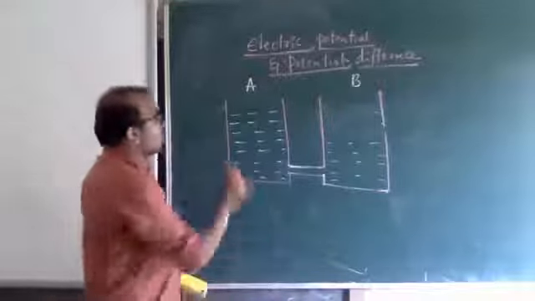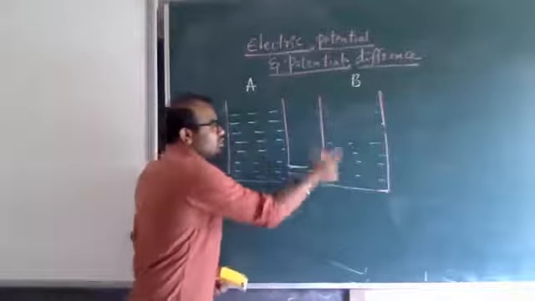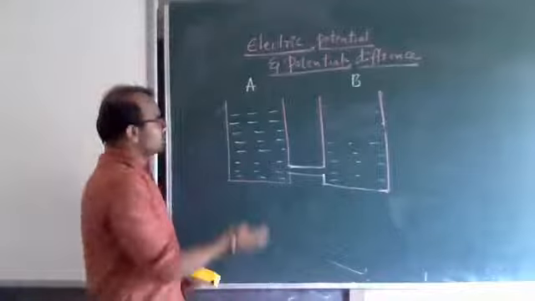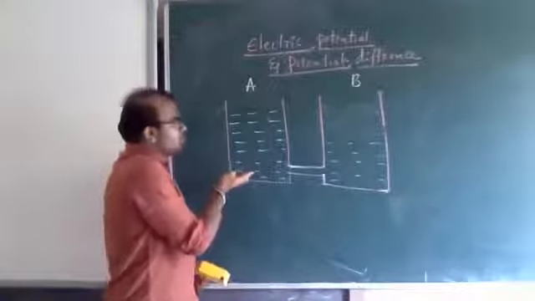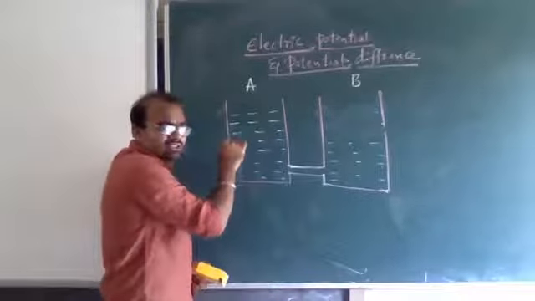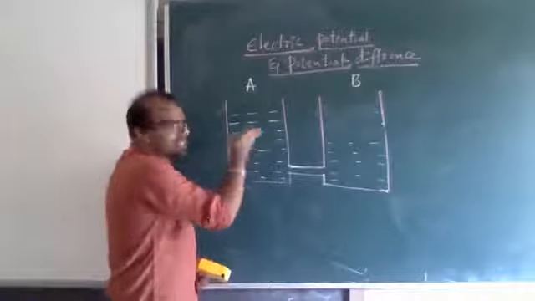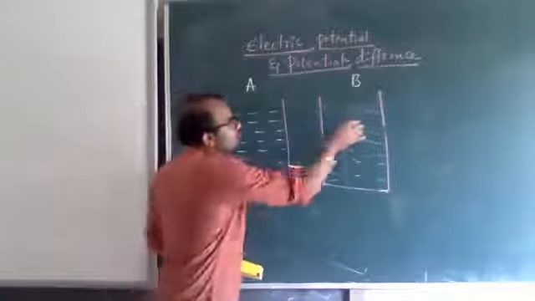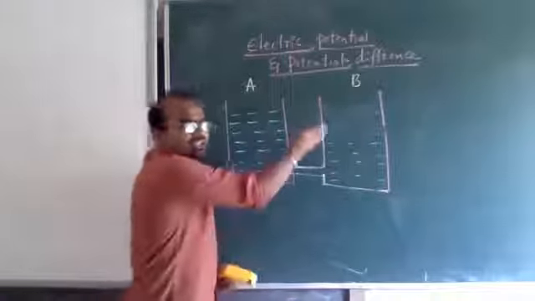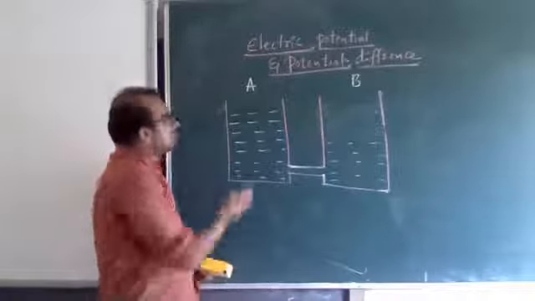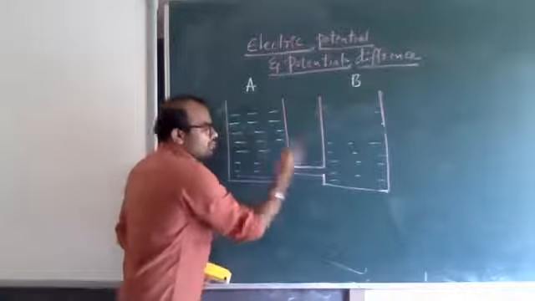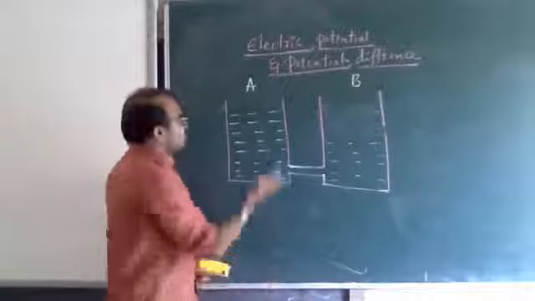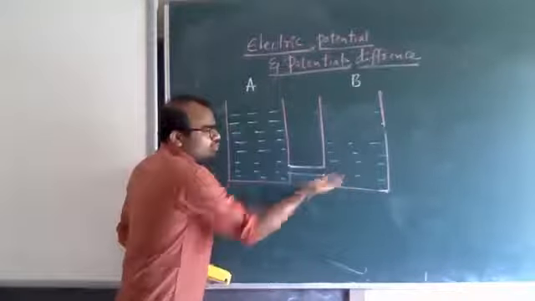That means water flows from higher pressure to lower pressure. Here the pressure is more because the volume is less here. Volume means the vacant place, that is less. Here the vacant place is more, hence pressure is less. So it flows from higher pressure to lower pressure, or you can say it flows from higher potential of water to lower potential of water.